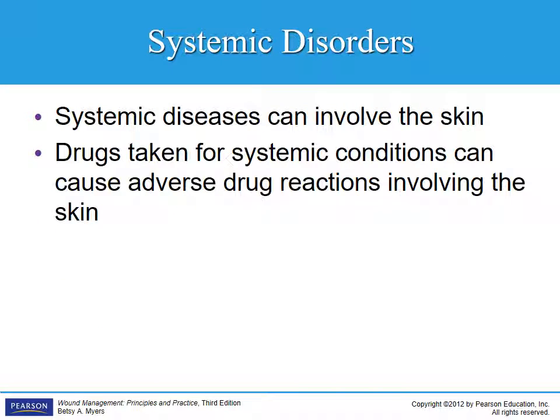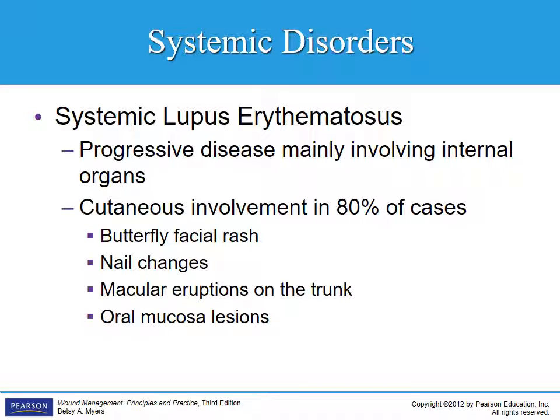Systemic disorders: a systemic disease can involve the skin, and drugs taken for systemic conditions can cause adverse reactions involving the skin. I talked about earlier the baclofen, so there's a baclofen rash that does happen. That's an example. Another systemic disorder is systemic lupus erythematosus, or SLE. It's a progressive disease, mainly involving the internal organs. It has to do with the connective tissue of the body.